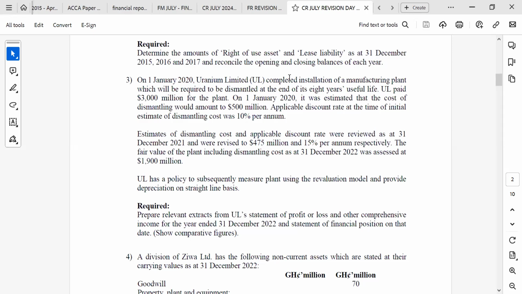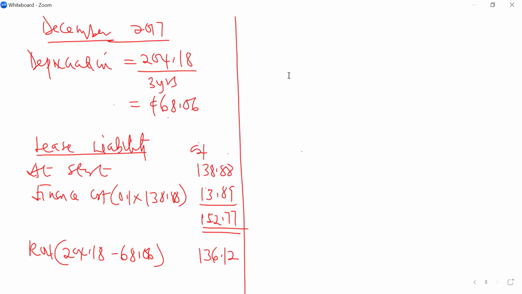So we need to record this transaction on the date of the completion, 1st January 2020. We have to recognize the asset in our books before we talk about other issues. If you purchase an asset on 1st January 2020, how will you record the transaction? We have to record this before we think about any later issues.